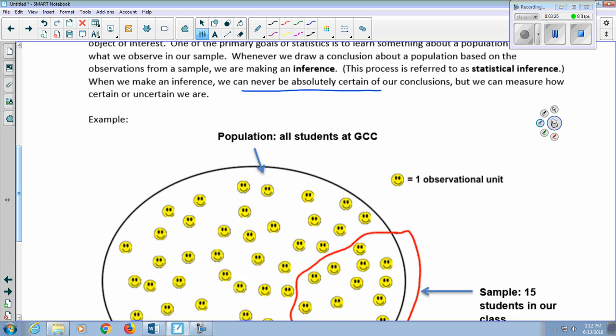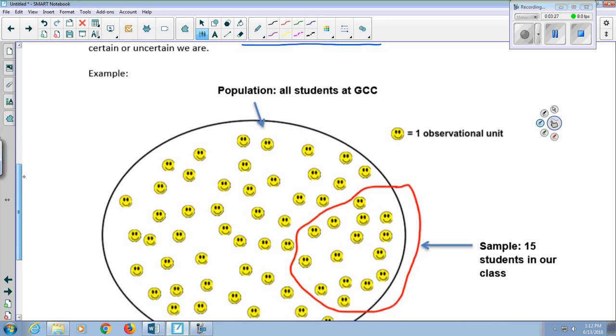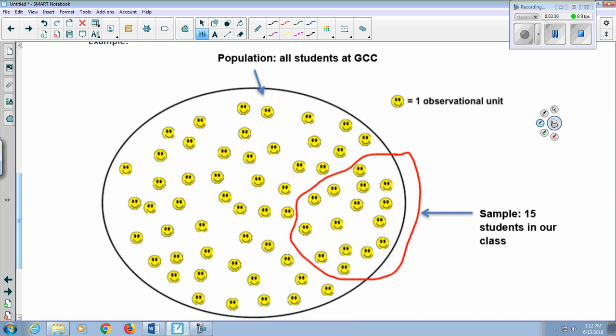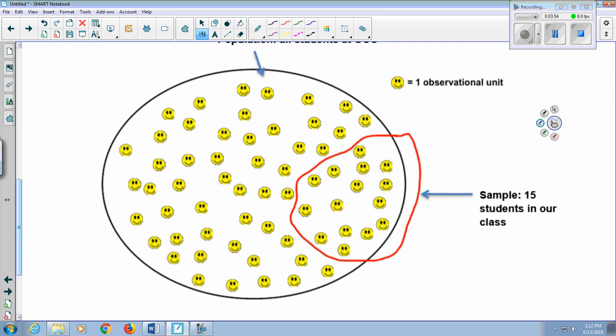So let's take a quick look at what we're talking about. Let's use this for an example. Imagine that we wanted to know something about the population of students at GCC. For example, maybe we want to know what proportion of students at GCC are full-time students. But we didn't have a way to actually ask every student this question. So instead, we took a sample. You can see the sample here outlined in red. And we just used the students that are in our class.